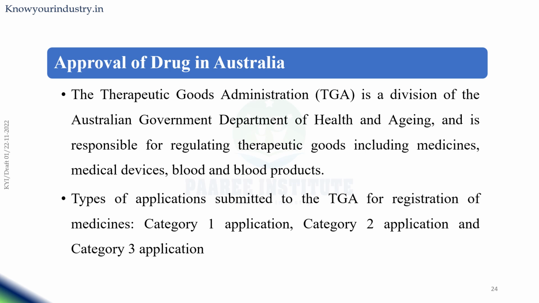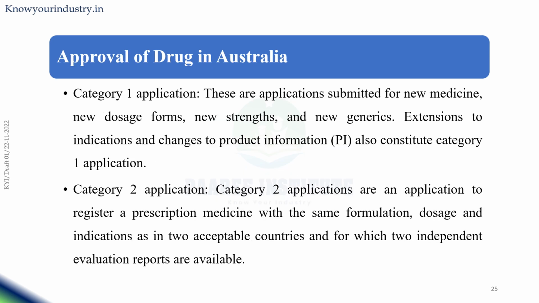Coming to the types of applications which are submitted to TGA for registration of medicines, they are divided into three types: Category 1 application, Category 2 application and Category 3 application. Let's see what is Category 1 application. These are applications submitted for new medicine, new dosage form, new strength and new generics. Extensions to indications and changes to product information, that is PI, also constitute Category 1 application.